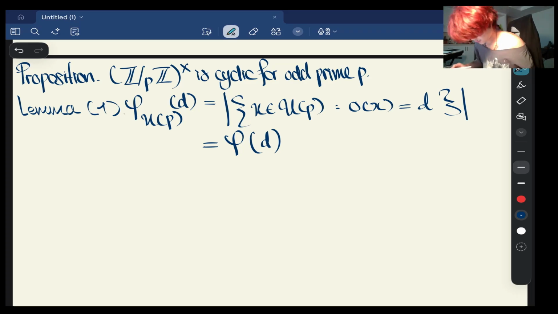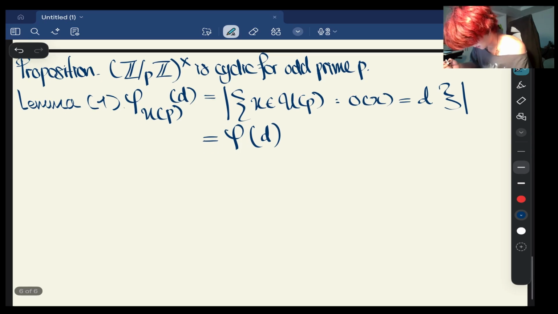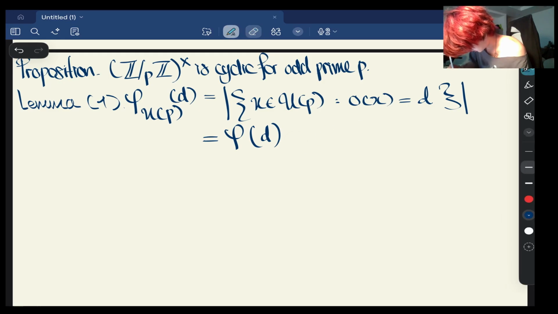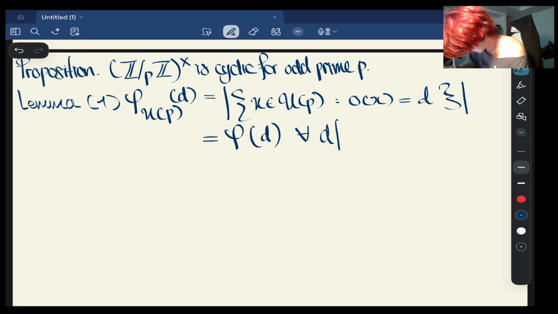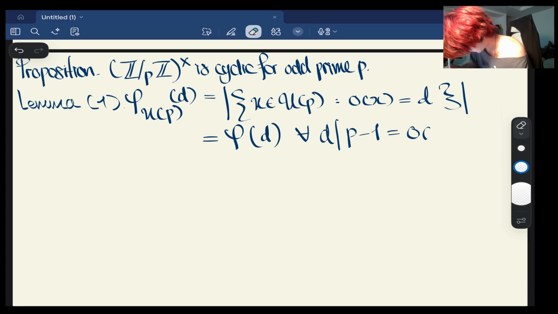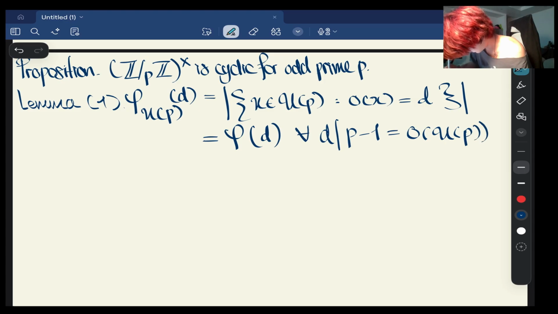Our first lemma will just be that the number of elements in U_p, which is just the multiplicative group Z/pZ, which have order d is equal to the Euler function of d, for all d dividing p minus 1, which is equal to the order of U_p.